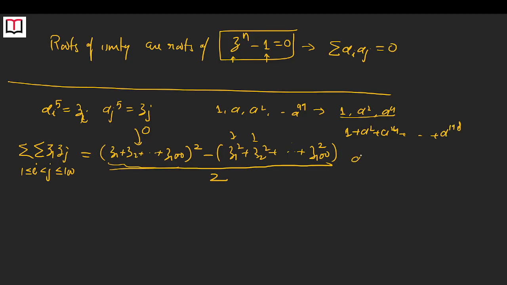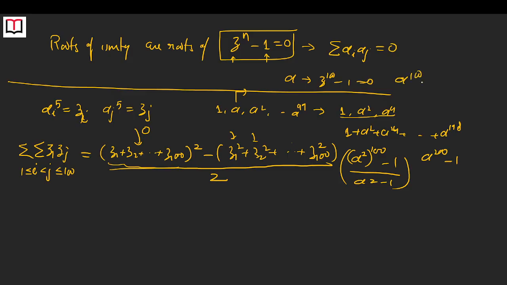So it's alpha raised to the power, how many terms are there? Alpha square is the common ratio raised to the power 100. Right, there are 100 terms. Minus 1 upon alpha square minus 1, using the sum of GP. See, alpha raised to power 200 minus 1. And since alpha is a root of unity, alpha satisfies the equation z raised to power 100 minus 1 equals 0. So alpha raised to power 100 is equal to 1, so alpha raised to power 200 is also 1. Hence, this is also 0. So the answer is actually 0 here. So that's another way of approaching this question.